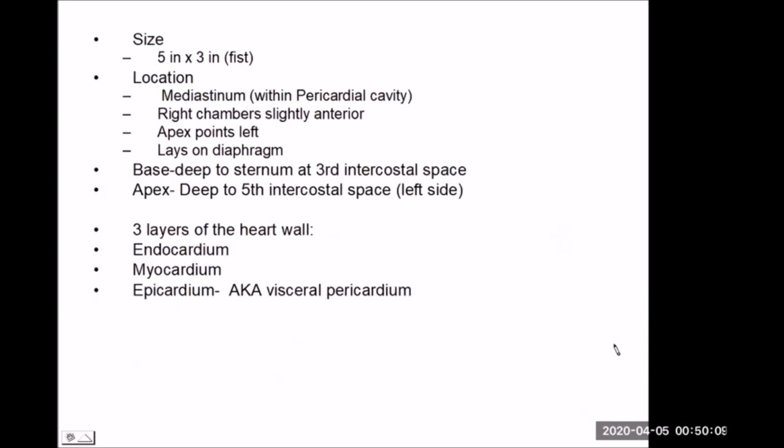So getting into the heart itself, there's 3 principal layers of tissue that form the structure of the heart. And again, you notice the prefixes here: endo, internal; epi, of course, at the surface; and myo must refer to the muscular portion. And again, the only type of muscle in the heart is that cardiac muscle. Only location of cardiac muscle in the body.